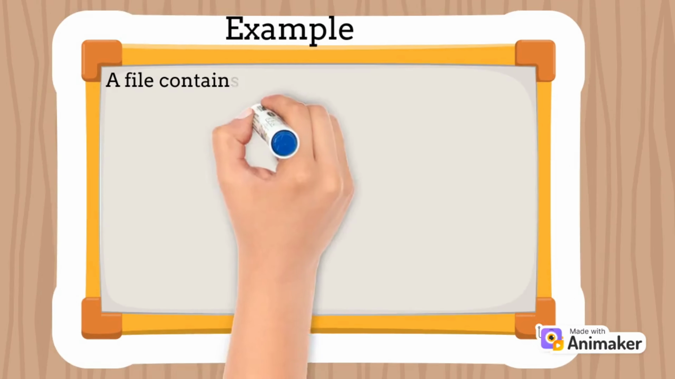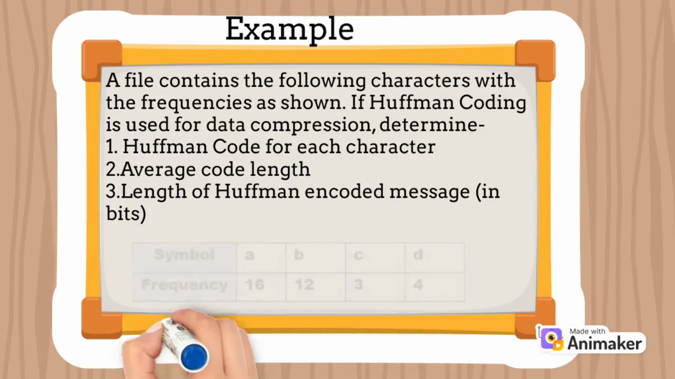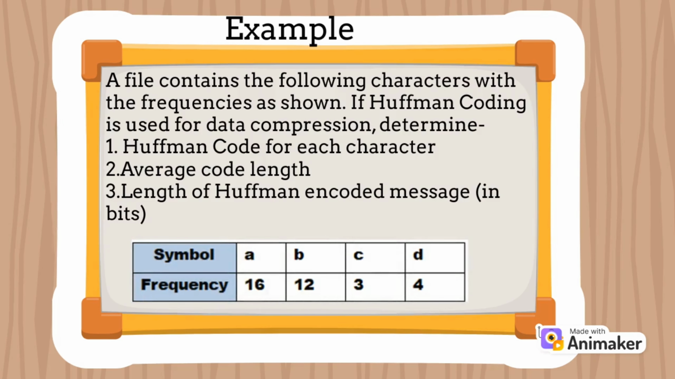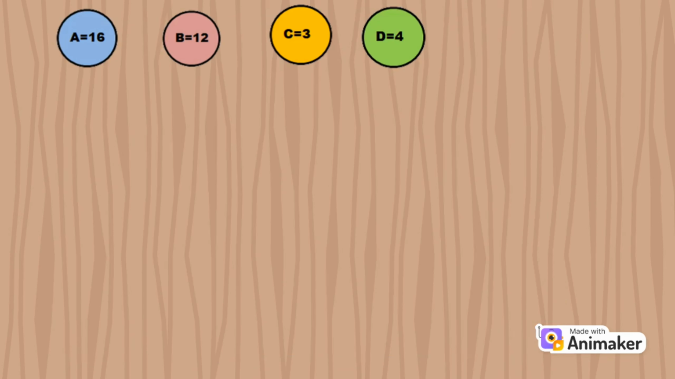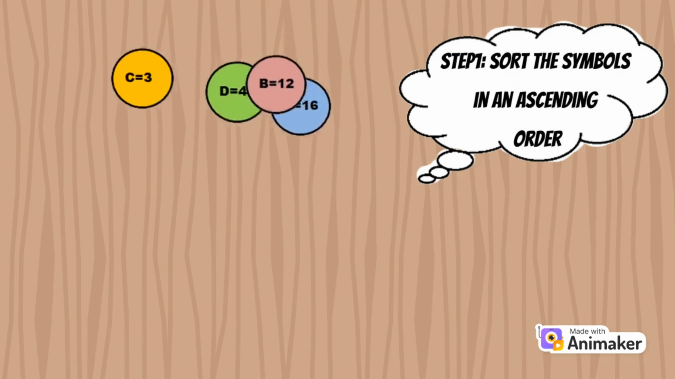A file contains the following characters with the frequencies as shown. If Huffman coding is used for data compression, determine the Huffman code for each character, the average code length, and the length of the Huffman encoded code in bits. Let us consider there are four symbols A, B, C, and D having frequencies 16, 12, 3, and 4. The first step is to sort the symbols in an ascending order.